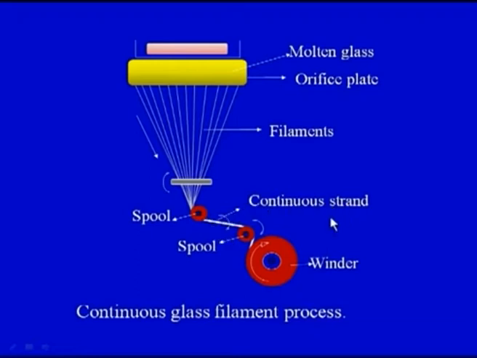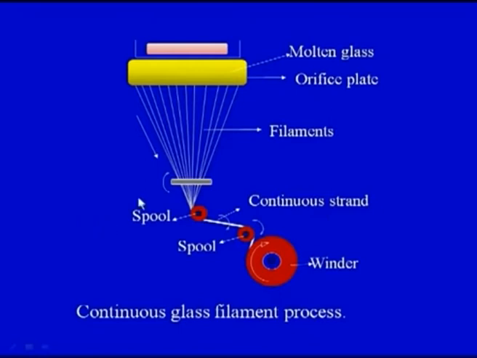We can see that the individual filament can have a diameter ranging from 2 micron to 10 micron to 15 micron. So, it is very difficult to handle these filaments. Therefore, the glass is processed into the form of continuous strands. Different filaments would be clubbed together or wound together in the form of a strand, and these strands are finally used as the glass fibers.